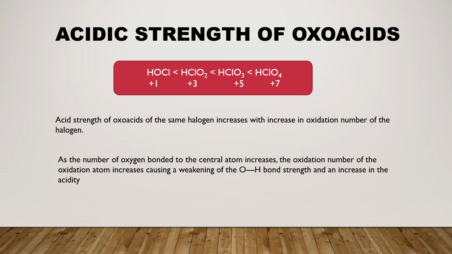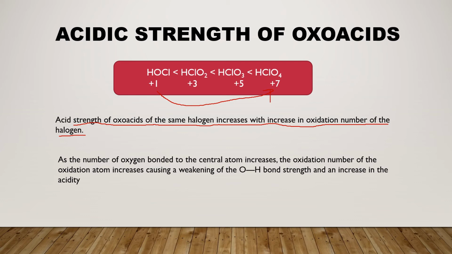So acidic strength of oxoacid of same halogen increases with increase in oxidation number of the halogen. What does it mean? If I have taken the same halogen, here in all four oxoacids, the halogen is chlorine. It means when I compare the acidic strength of oxoacids of the same halogen, that is chlorine here, acidic strength will increase with increase in oxidation number of the halogen. They are saying that as oxidation state is increasing, the acidic strength also increases.